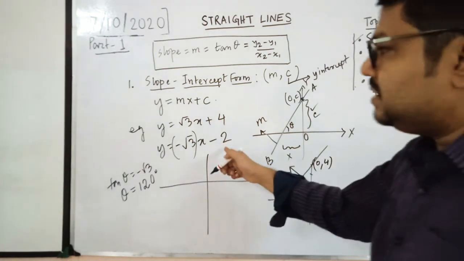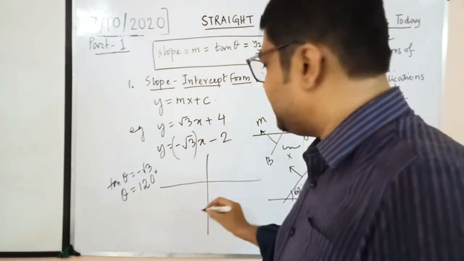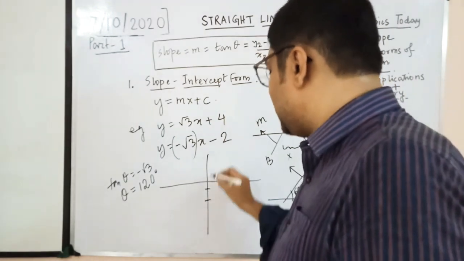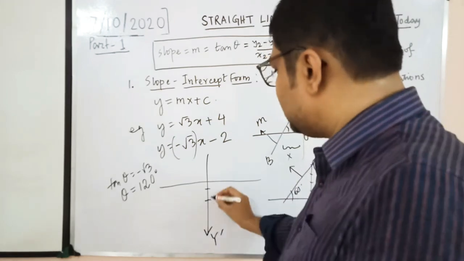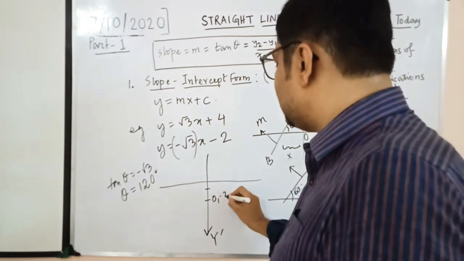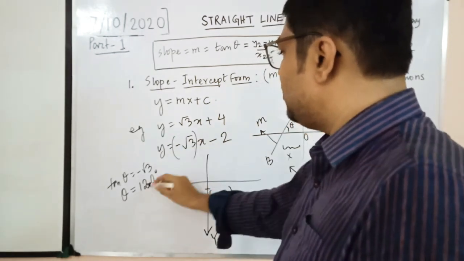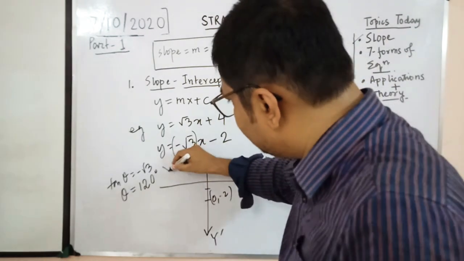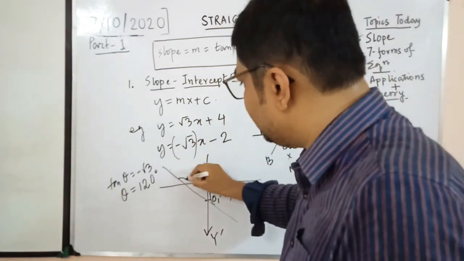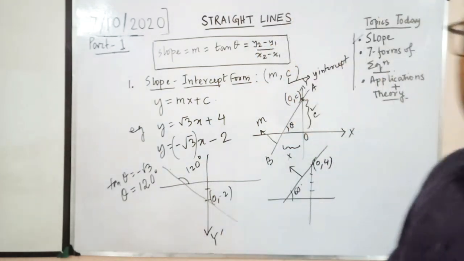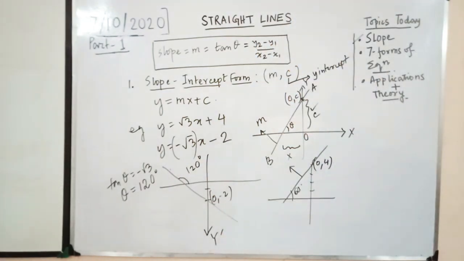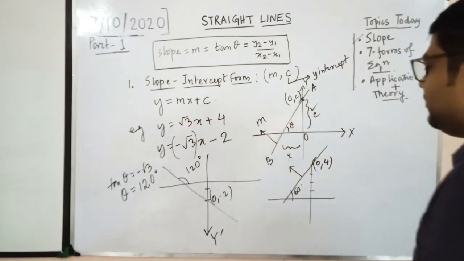And it's a minus 2. You see, this intercept is minus 2, so it will be below, down in the negative direction of the y-axis. So this I specify as (0, -2). And since this is 120 degrees, the line will look like this. Look at it. This is 120 degrees, which is cutting an intercept of minus 2 from the negative y-axis.